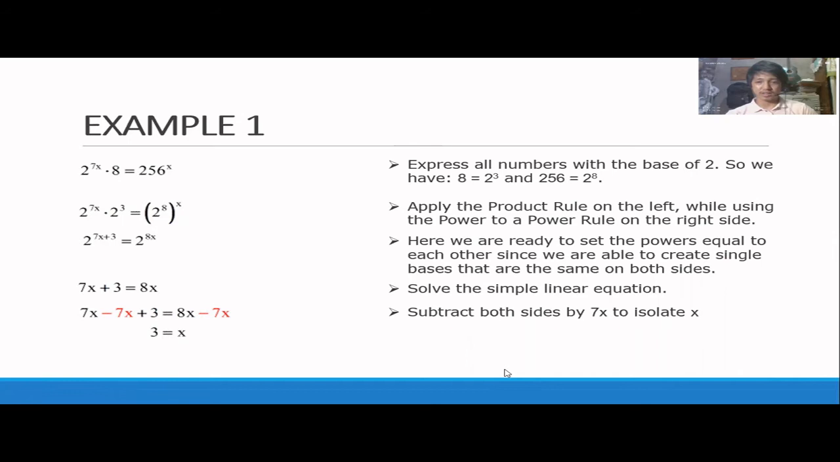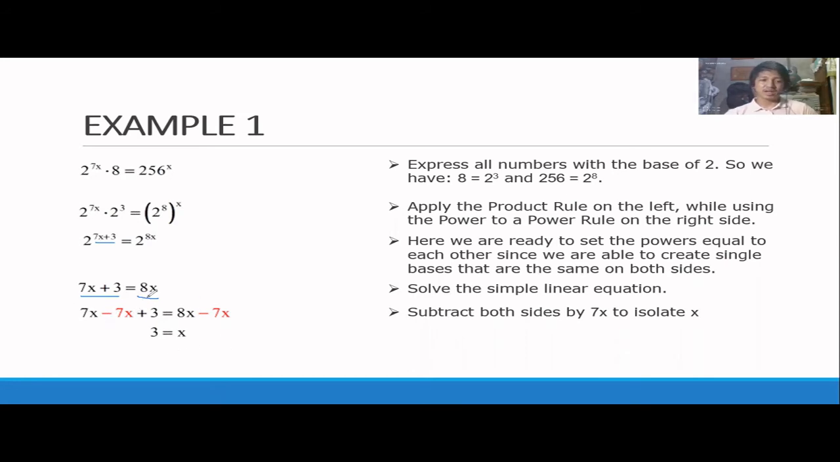Teka, annotate natin. So 7x plus 3, ito yung exponent. And then yung 8x, ito, dun sa exponent. And then after that, solve the simple linear equation. So basically, ang ginawa ko dito is just subtract both sides by 7x to isolate or to eliminate the variable x dito sa left side.